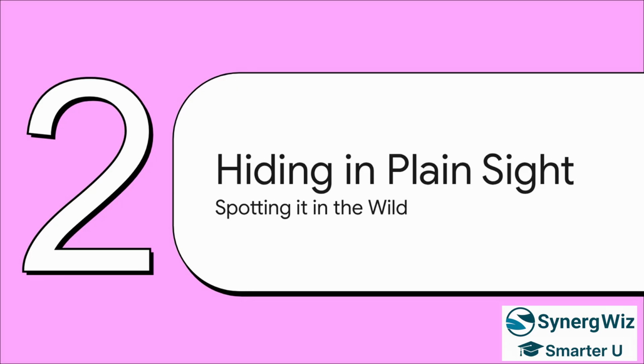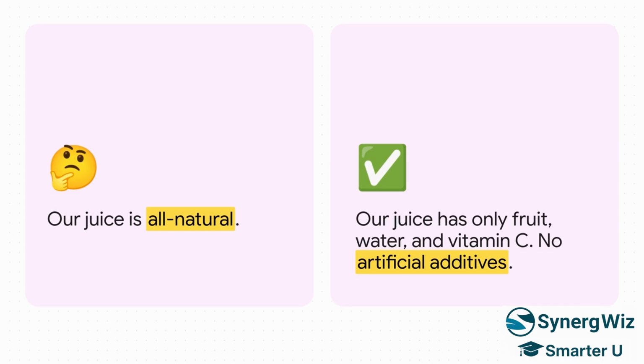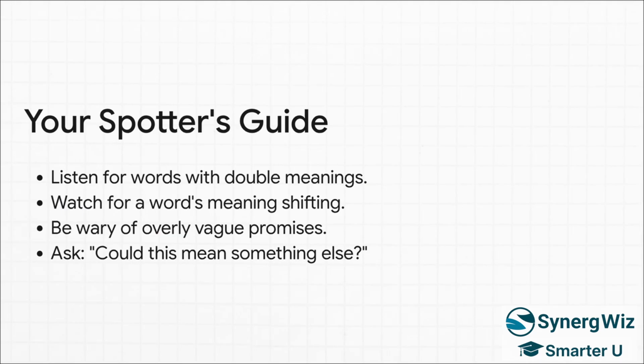All right, now that we know the trick, let's go on a little safari. It's time to learn how to spot this thing hiding out in the wild. You see this one all the time in advertising. A juice is labeled all natural. Okay, but what does that really mean? I mean, an apple is natural, but so is poison ivy. The vague claim on the left sounds appealing, sure, but the specific statement on the right gives you information you can actually use.